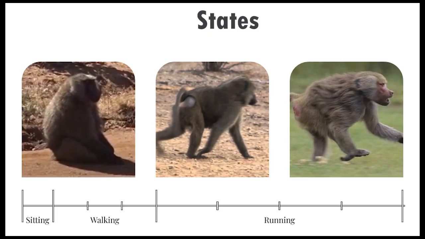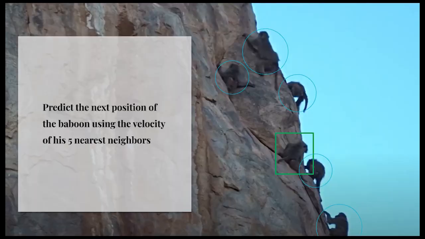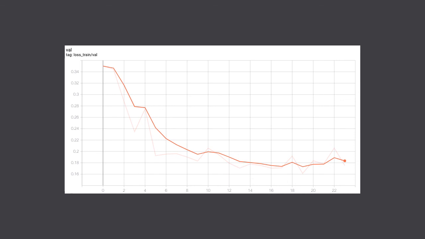We created a motion model for the particle filter that uses states to predict movement. These states would be based on the velocity of the baboon, like are they walking, are they running, what are the chances that if they're running, they transition to walking. We also take into account the states of the 5 nearest baboons as well. The model trained well, starting off with a loss of 1.4 and converging to somewhere around 0.15.